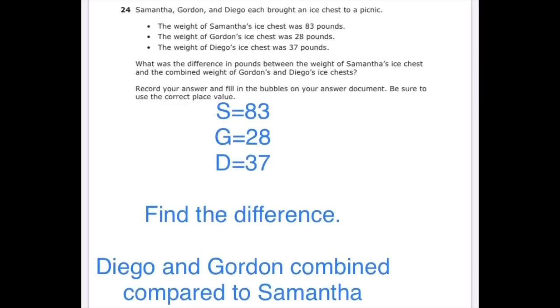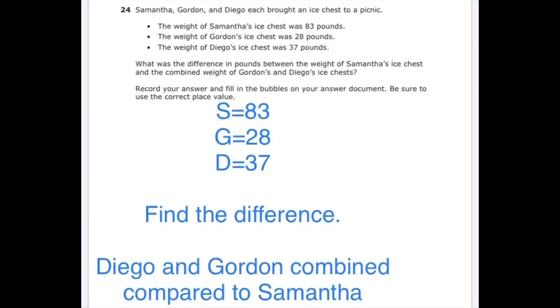Okay, so the first thing I want to do is take out all the important details and figure out what the question is asking me. So I went ahead and wrote out everything important that I feel like I would need. I need to know that Samantha's ice chest weighed 83 pounds, that Gordon's was 28 pounds, and that Diego's was 37 pounds. So I wrote that down. S, of course, represents Samantha. G represents Gordon. D represents Diego. Okay, and then I know that I need to find the difference.